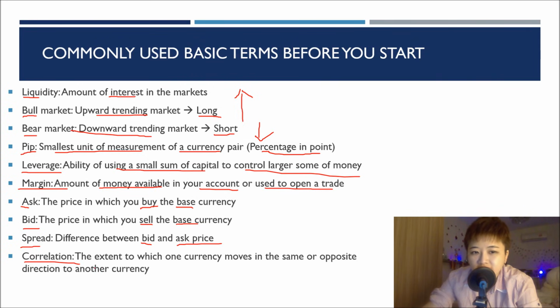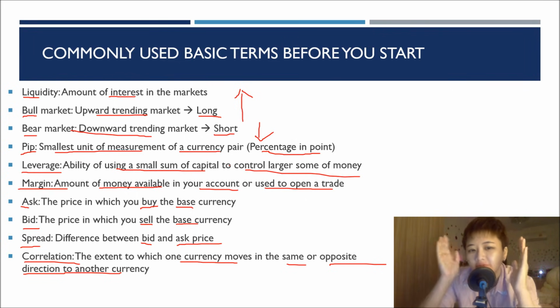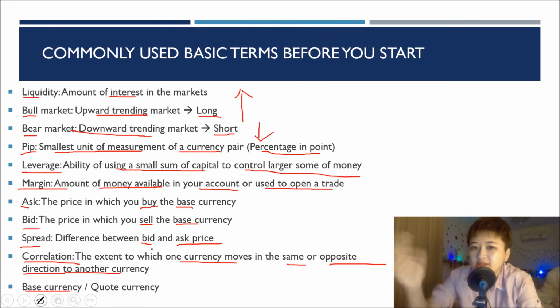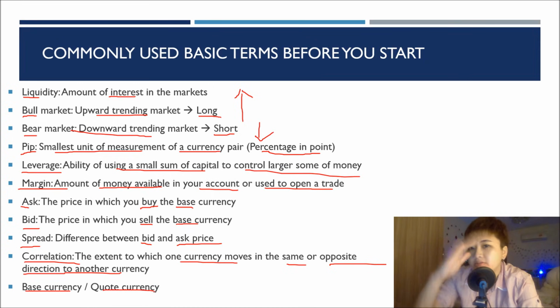It means that it is the extent to which one currency moves in the same or opposite direction to another currency. If I say that these two assets are positively correlated, it means that both move in the same direction. If I say that these two asset classes are negatively correlated, this means that they both move in the opposite direction. Base currency is the currency on the left side. Quote currency is the currency on the right side.